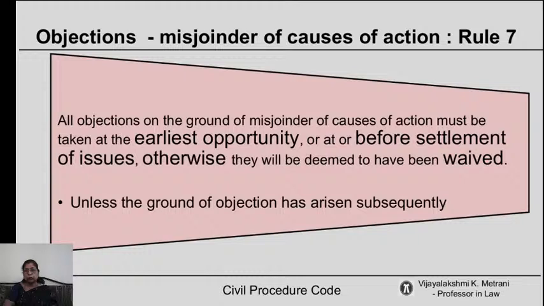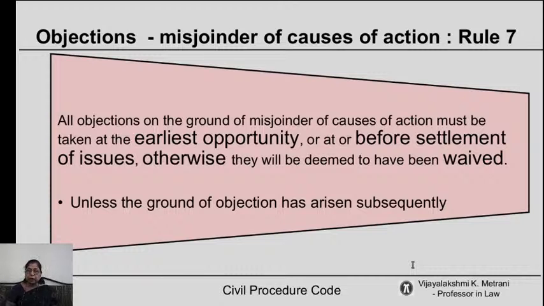It will be deemed to have been waived and then the court will take up the matter and the matter will be decided unless the court itself orders under Rule 6. If the court does not order under Rule 6, under Rule 7 objection can be taken, but it has to be taken at the earliest opportunity or before the settlement of issues. Yes, have you understood this?